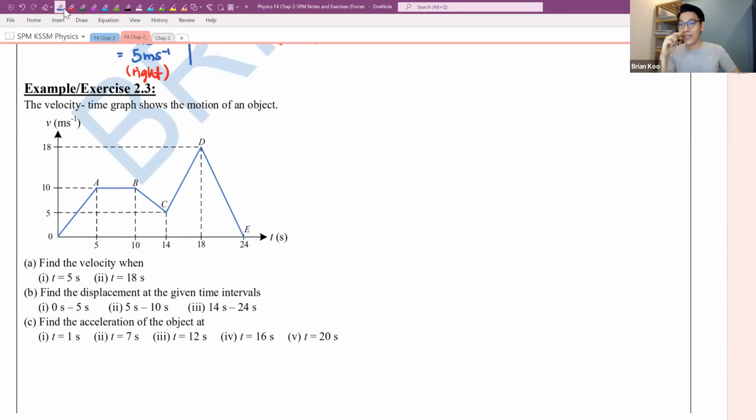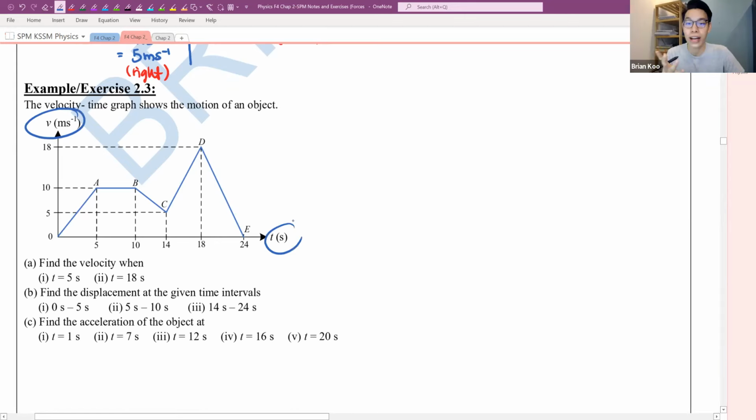Okay, 2.3 first. The velocity-time graph shows the motion of an object. Find the velocity when t equals 5. Be careful, read the title carefully. Read the axis of your graph very carefully. This one is what graph? Velocity graph.